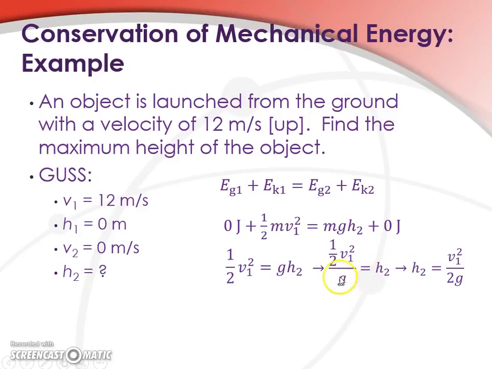and h2 equals 1/2 v1 squared over g. And we can move the 2 down to the bottom, of course, and we get h2 equals v1 squared over 2g. And substituting in, the height that we will reach is 7.3 meters. And if you wish, you can use your kinematic equations to solve that problem in that manner, and you will get the same result.